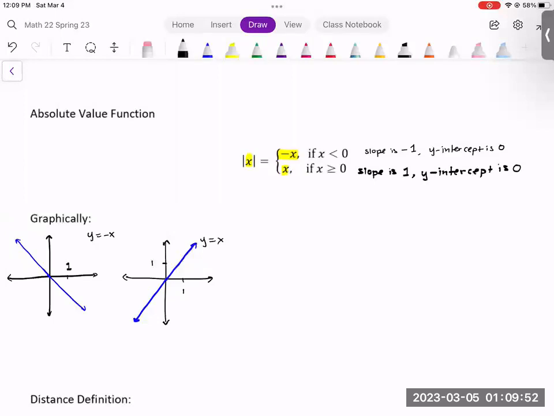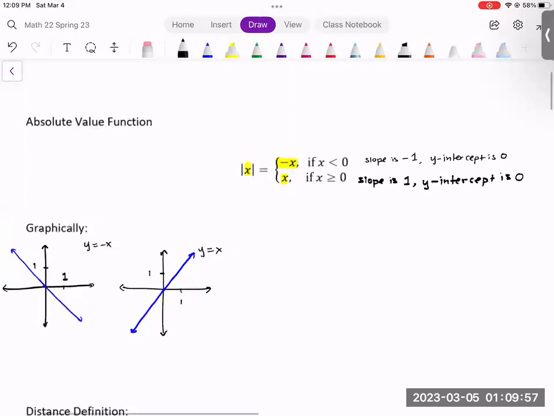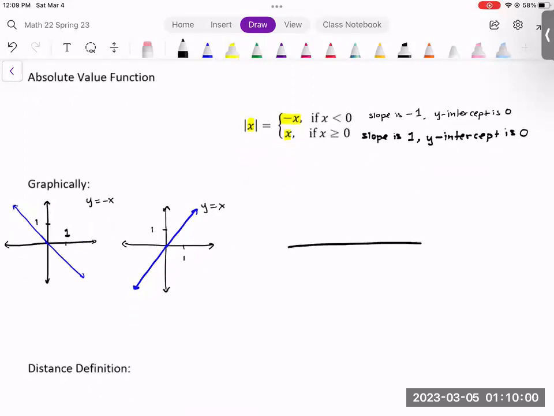Okay, and so when we go to graph these, what we're going to do is put them into a single graph, where we're going to use the first rule when x is less than 0, and we'll use the second rule when x is greater than or equal to 0. So our first rule is negative x, and then at 0, we switch to using y equals x. And so we get that V shape that we're familiar with.